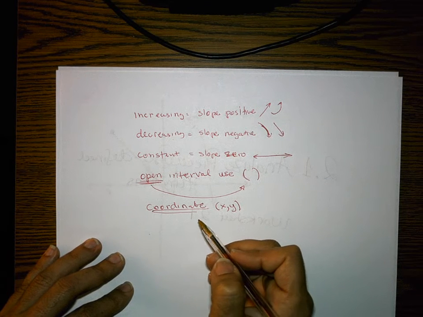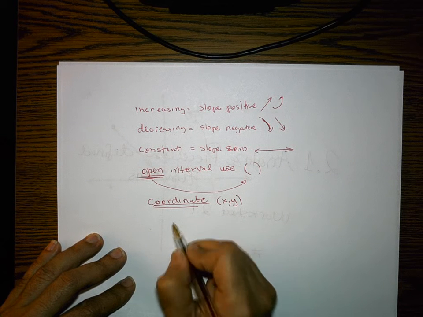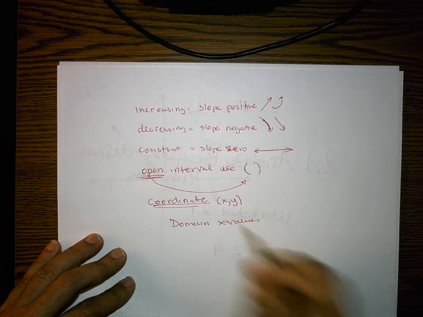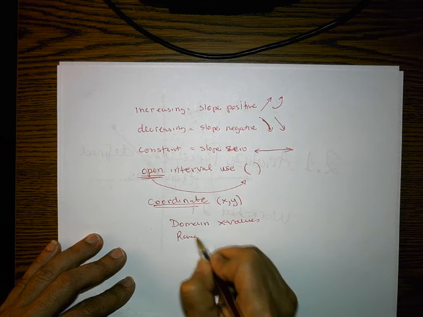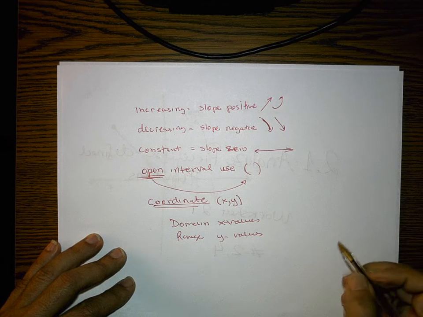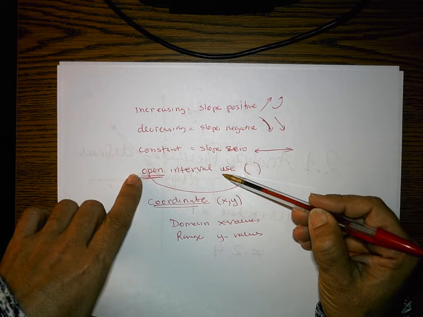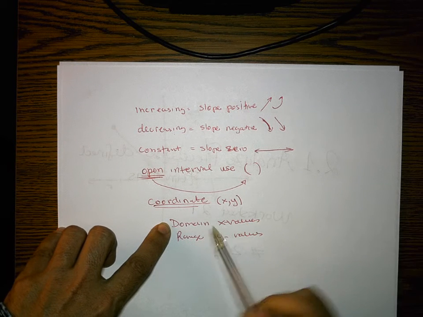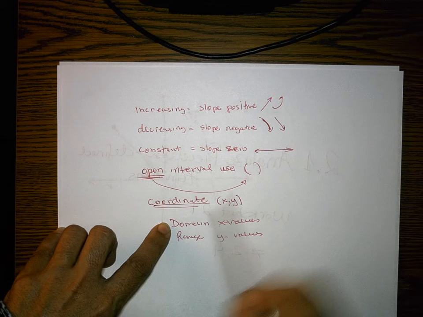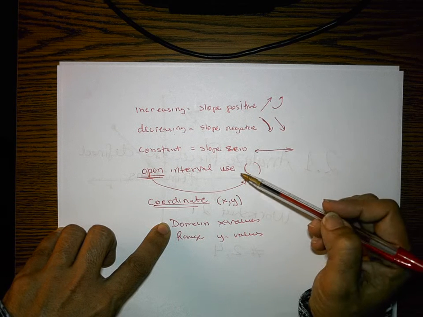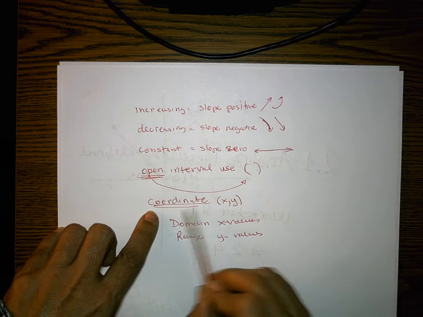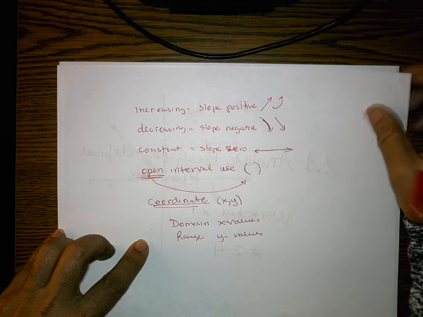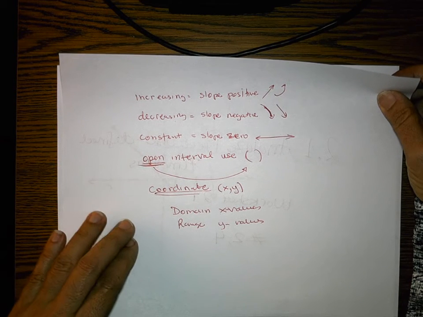Also, another thing we need to review, something we've been doing for the last 4 weeks, is domain. Domain are the x values, and range are the y values. So we will be asking you for an open interval, and this open interval will be in the domain. We're going to ask for an interval in the domain where the function is increasing, decreasing, or constant. And then we'll also ask you for some specific coordinates, and we'll also ask you for domain and range.